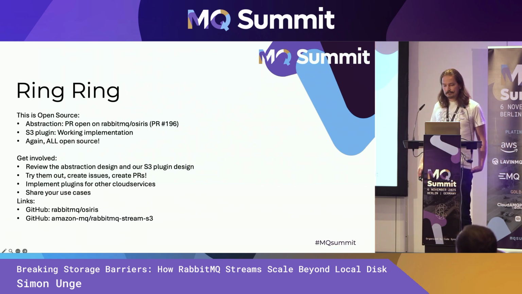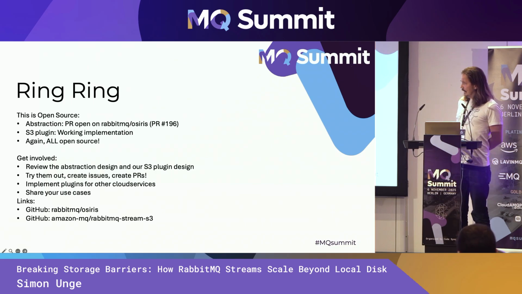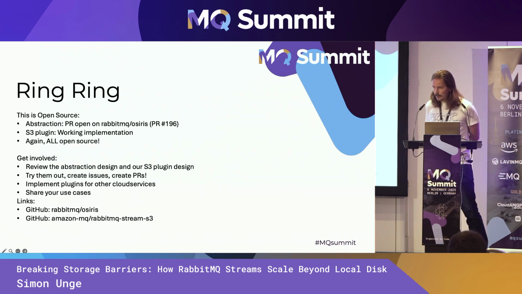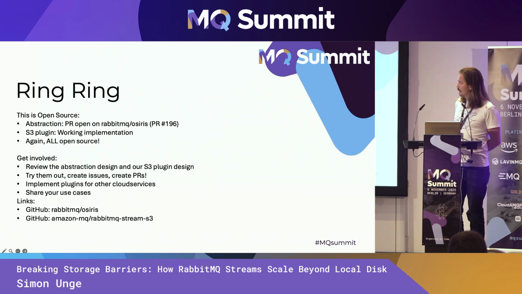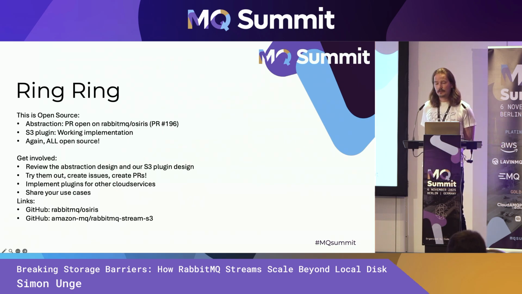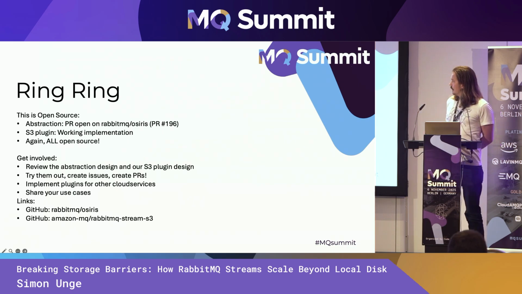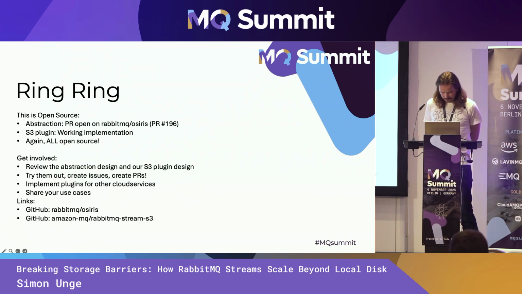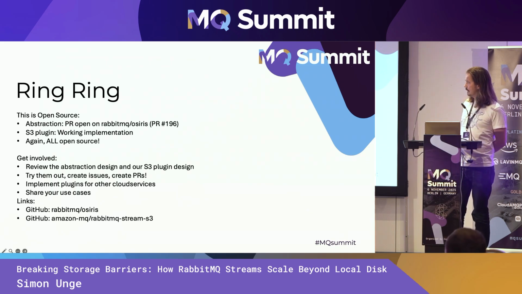This is where I call you for support to get involved. This is open source, like I said. We have a PR open for the abstraction layer that needs to go into RabbitMQ in the RabbitMQ Osiris library, which is the streaming backend of RabbitMQ, PR 196. And then we have the S3 plugin that we're currently writing, that is working, but it's very much a work in progress. And like I said, it's all open source, so please get involved.